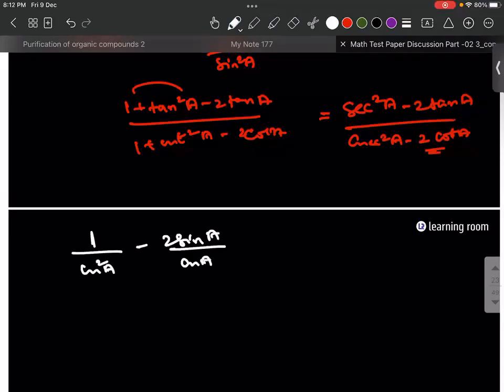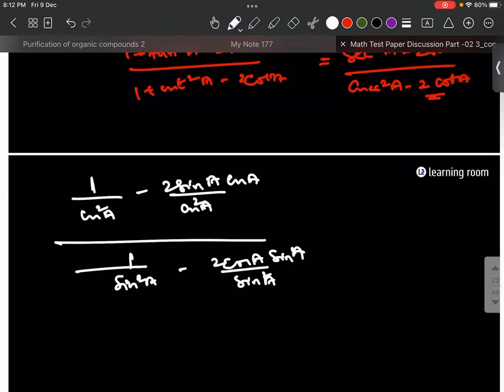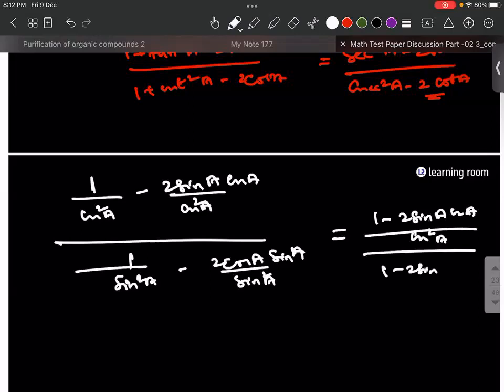Okay. Divided by 1 by sin square A minus 2 cos A by sin A. So you can multiply this with sin A. This will become sin square. You multiply this with cos A. This will become cos square. So you'll get 1 minus 2 sin A cos A by cos square A, divided by 1 minus 2 sin A cos A by sin square A. This and this will get cancelled. You will get tan square A.